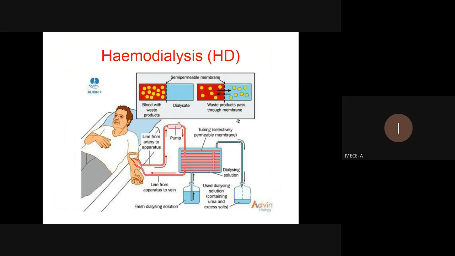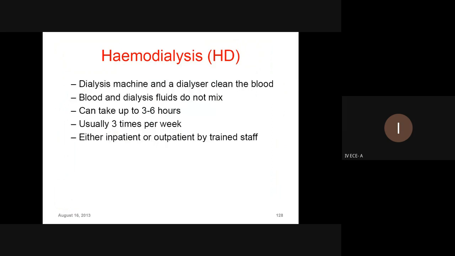Okay, so this is the hemodialysis. Here we can see the semi-permeable membrane, blood with the waste products. Then waste products pass through the membrane. Then it gives the pure blood again from the dialyzer machine. So this is the hemodialysis.